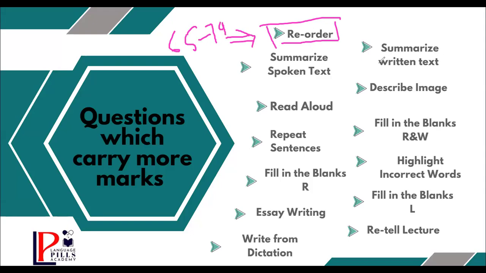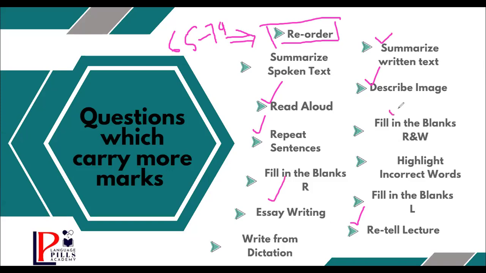So the first question is read aloud, repeat sentences, describe image, and retell lecture. So these four questions from the speaking module are important. Then you have the writing part, summarize written text and essay writing. So these two questions are important.